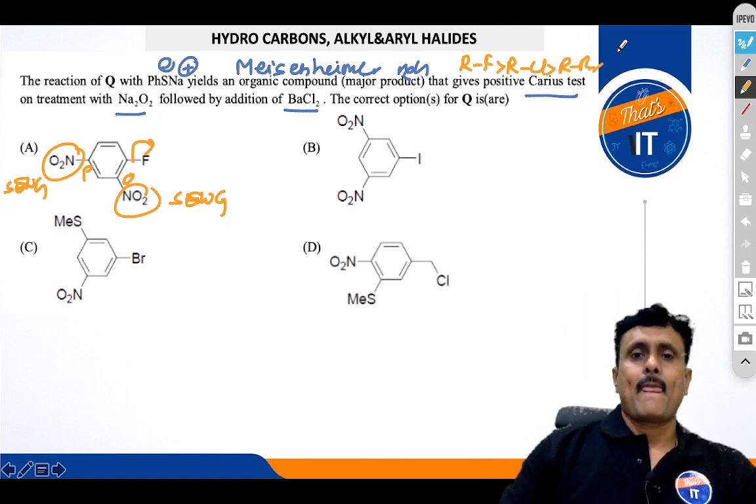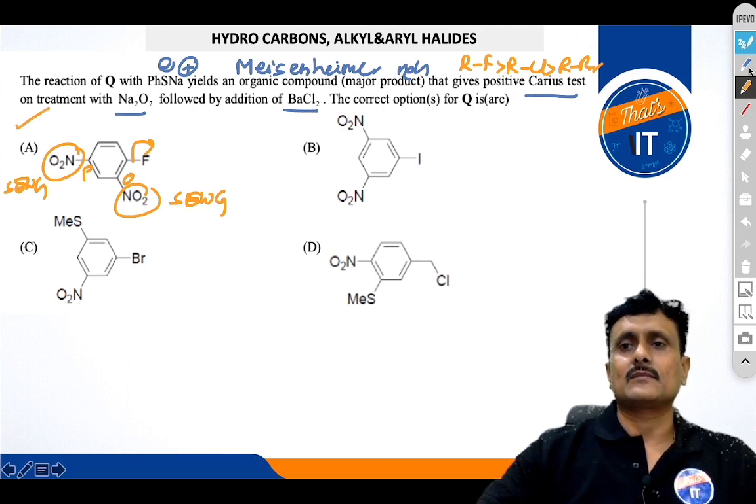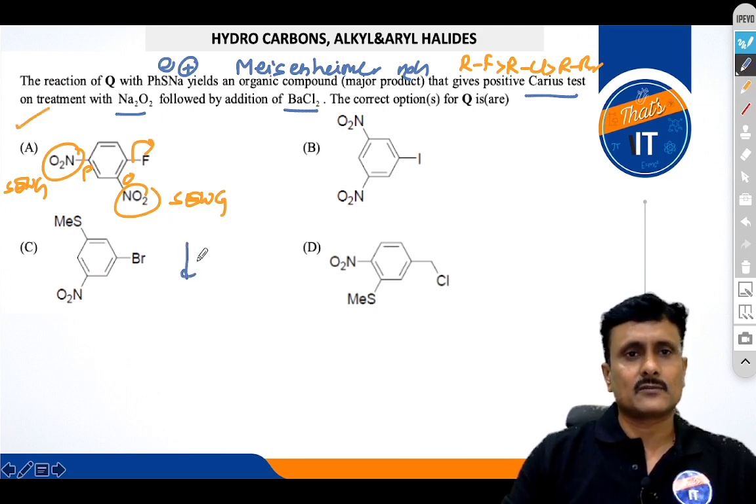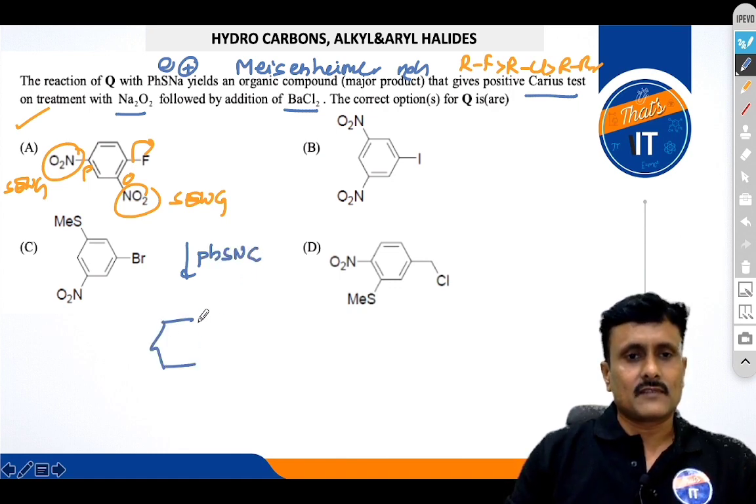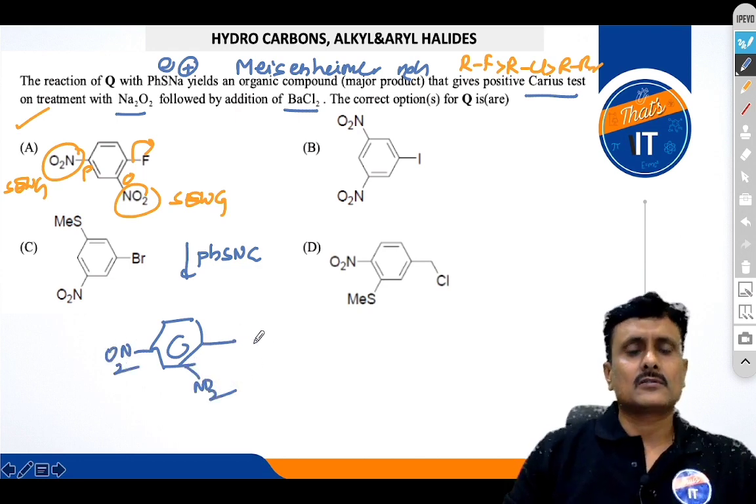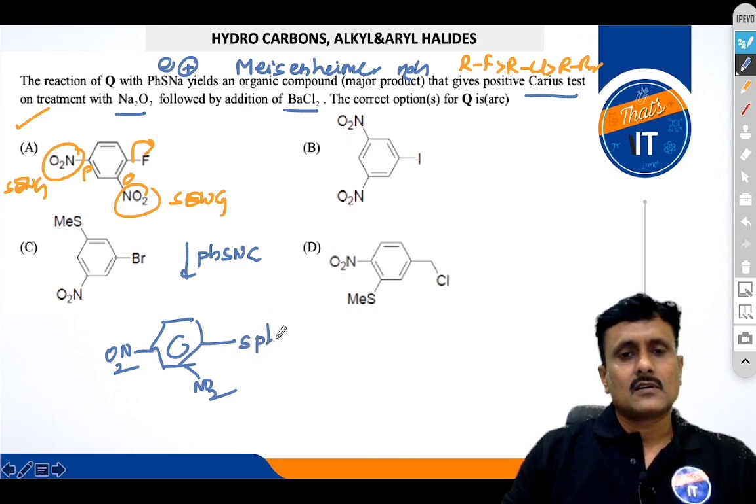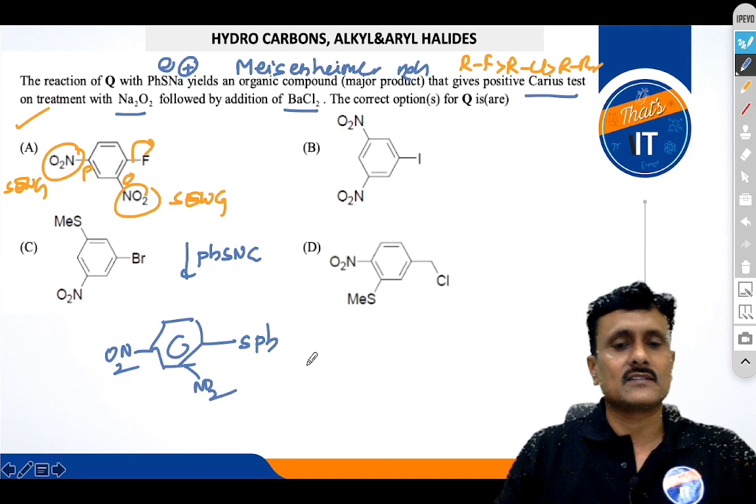Remember this. So there is only one apt solution or answer to this, which is option A, because when you are treating this with PhS-Na, you will be getting a substance which has sulfur, that is the extra element, Lassaigne's test. Because these two NO2s are ortho and para to this F, and F will successfully be replaced by these nucleophiles.